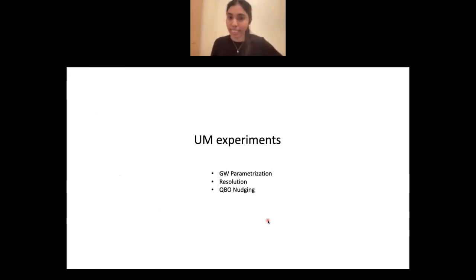For experiments, I have used the unified model. If you remember, I have already shown that the unified model also has the same bias as we saw in the previous model. I will be doing these three experiments in the unified model to see if any of these will help improve the semi-annual oscillation in the model. I will be focusing on the gravity wave parameterization, resolution, and QBO nudging, which is basically the lower level winds relaxation.